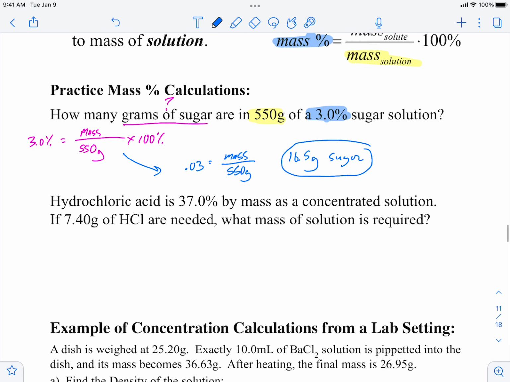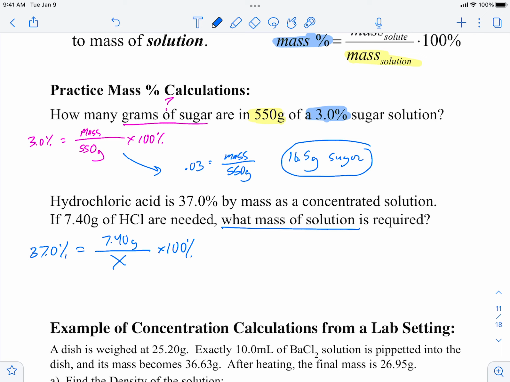Hydrochloric acid is 37% by mass. Okay, so 37% by mass. If 7.4 grams of HCl are needed, what is the mass of solution? So they're asking for the total mass of a solution. So that means 37% is equal to 7.4 grams of HCl. Well, that's the numerator. So this is our setup.